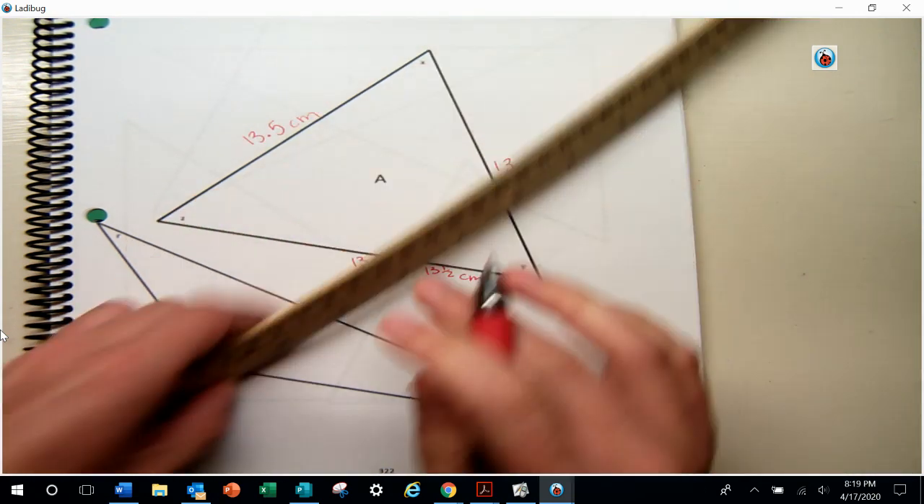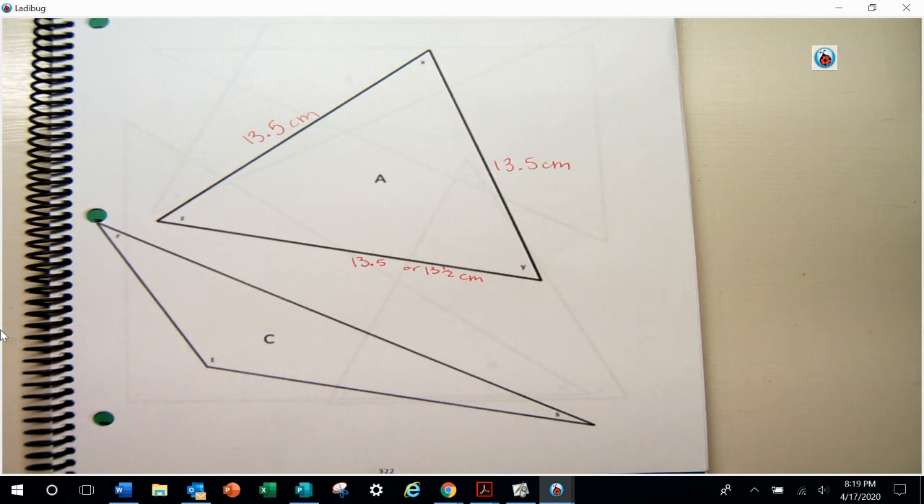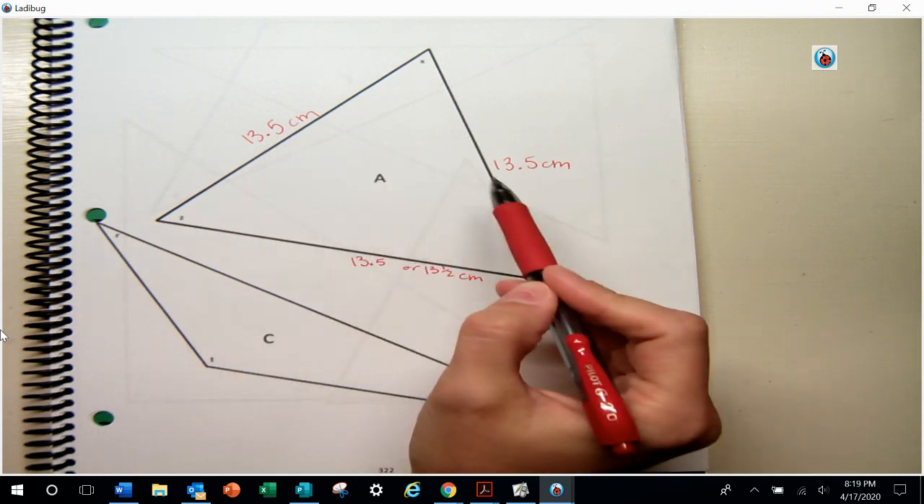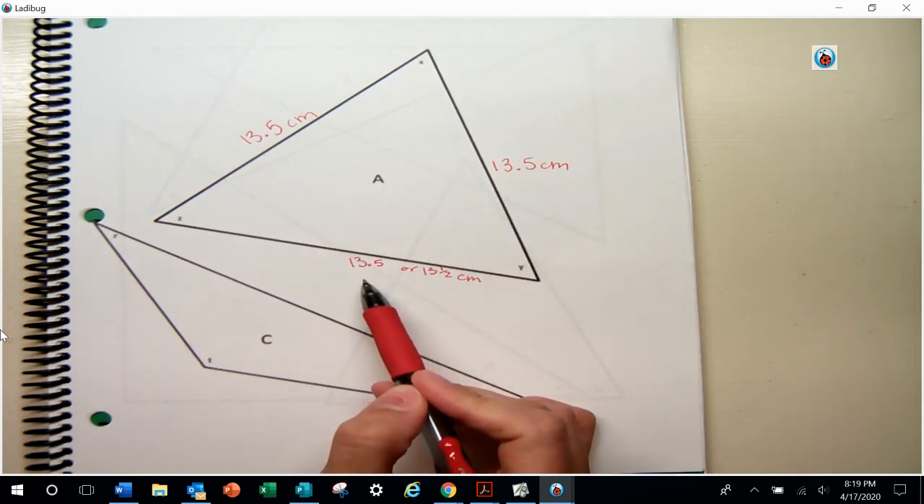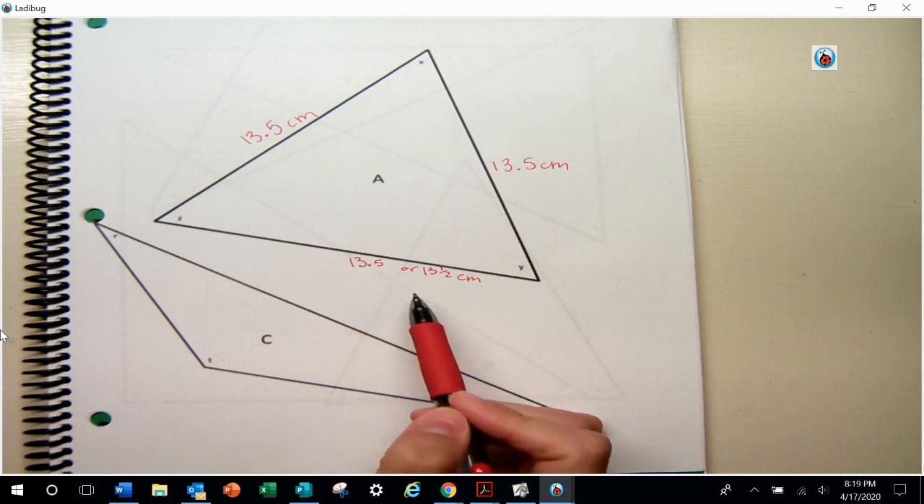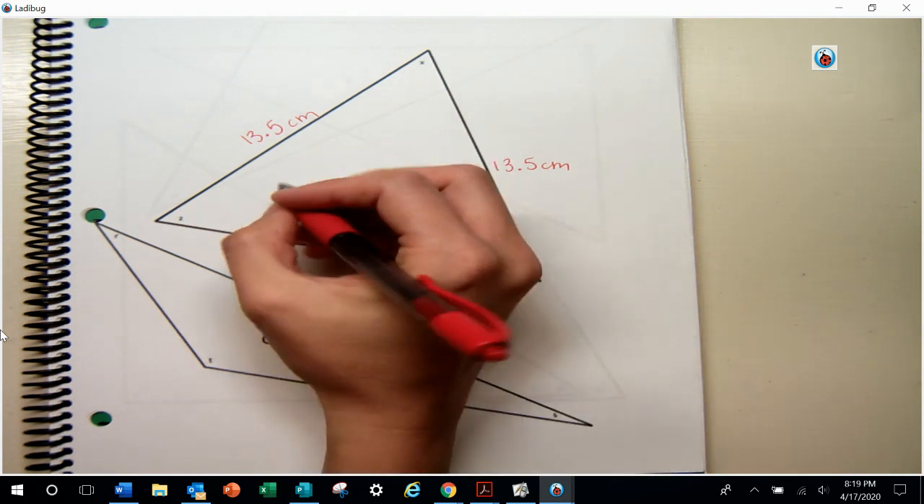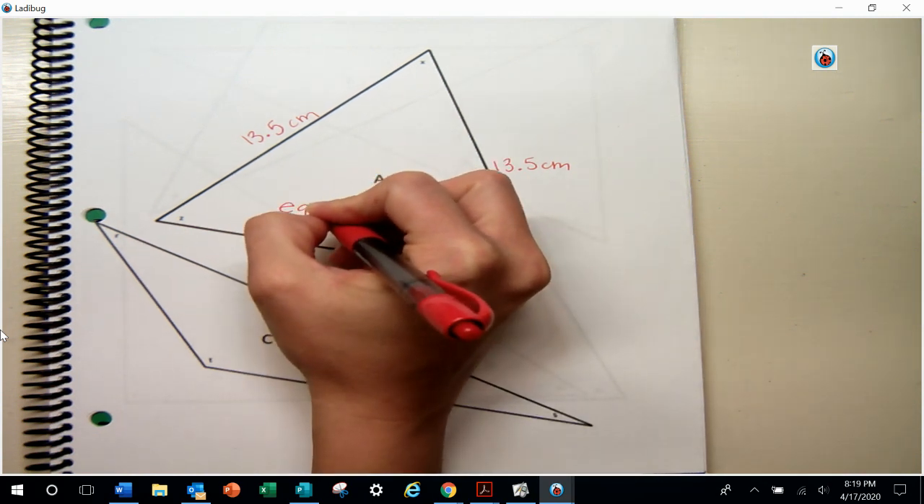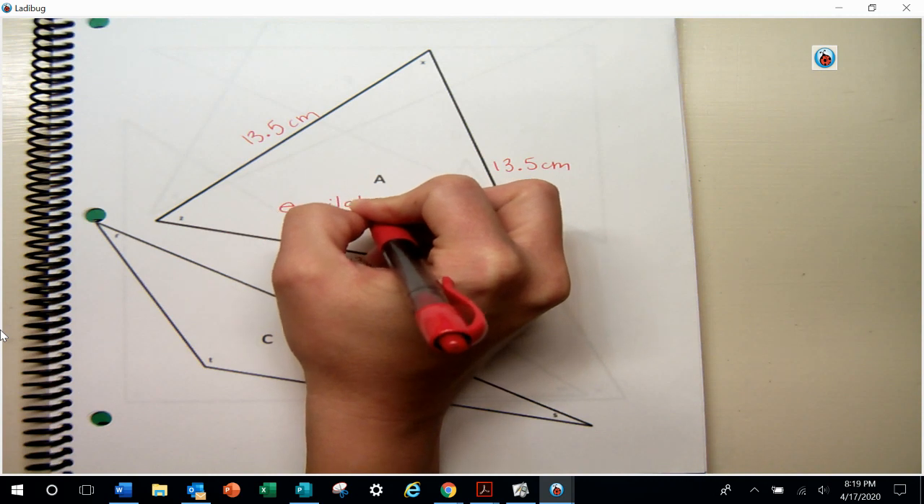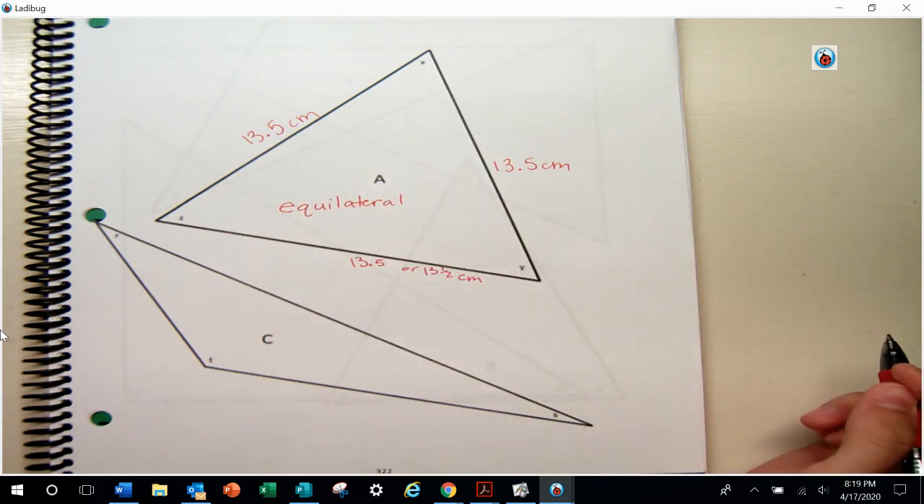Okay, so based on what we know, we're talking about equilateral, scalene, and isosceles. This one has 13 and a half, 13 and a half, 13 and a half centimeters. So what's one way that we could classify this triangle? We could classify this triangle as an equilateral triangle. Equilateral triangle. Let's keep going.